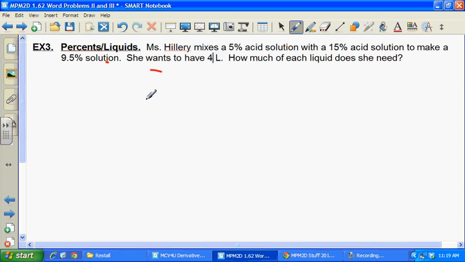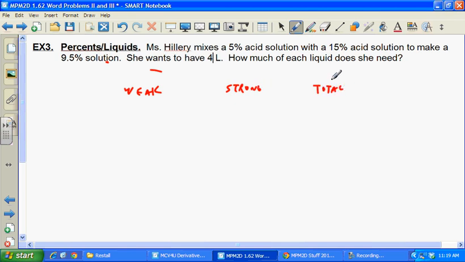Well, again, let's set up this table. What do we have? How much of each liquid. We need the weak solution and the strong solution. So what do we have in our table? We've got weak solution, strong solution, and total.